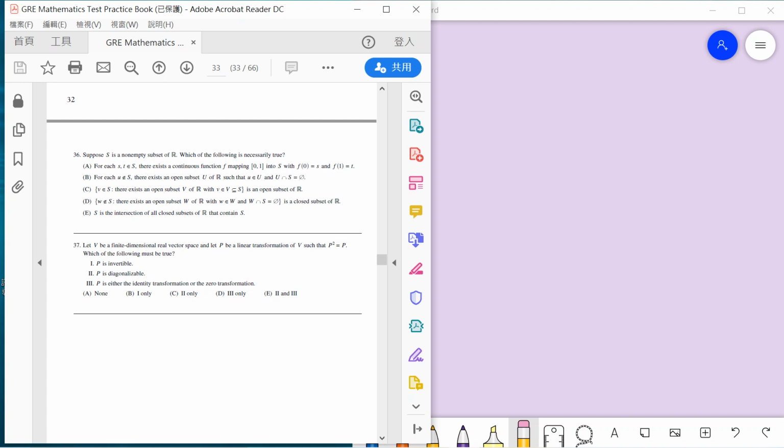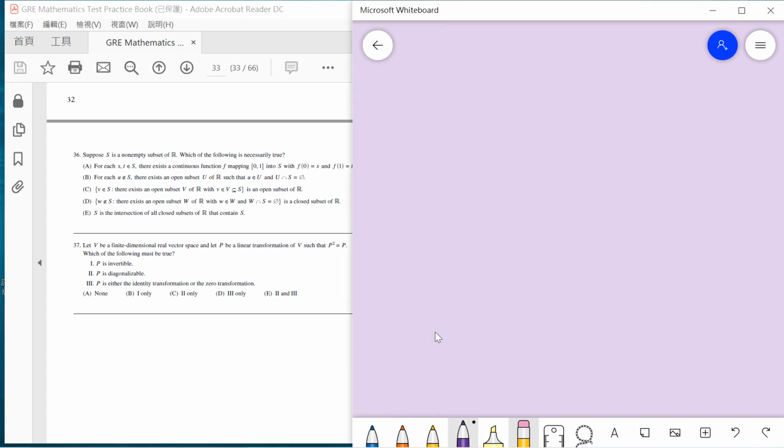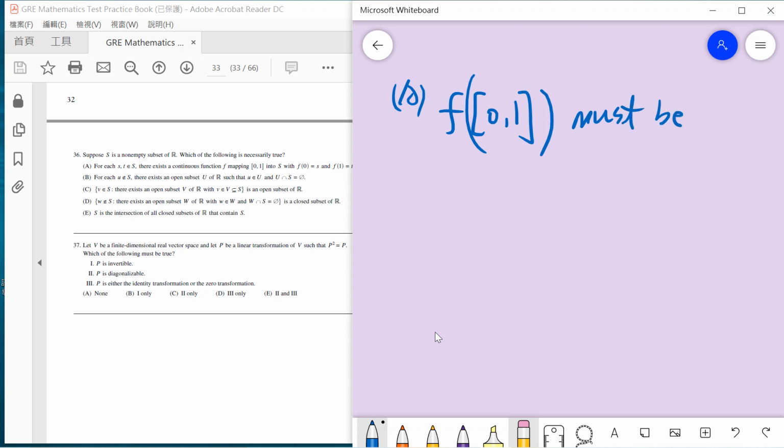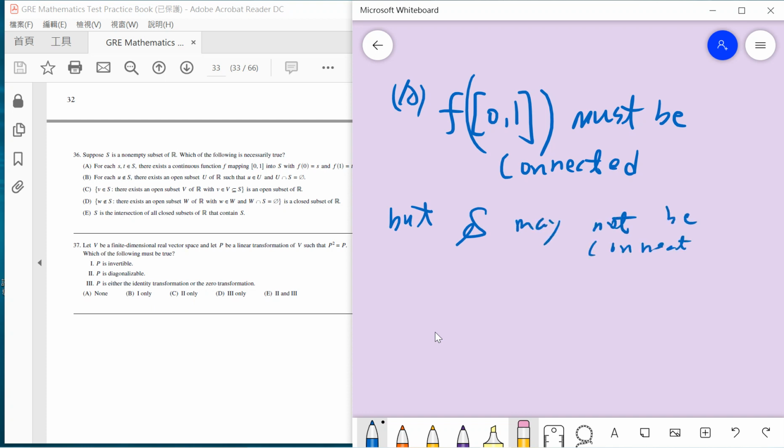Why? Remember that a continuous function will send a connected set to a connected set. So the image f of 0 to 1 must be connected. But S may not be connected. So false.